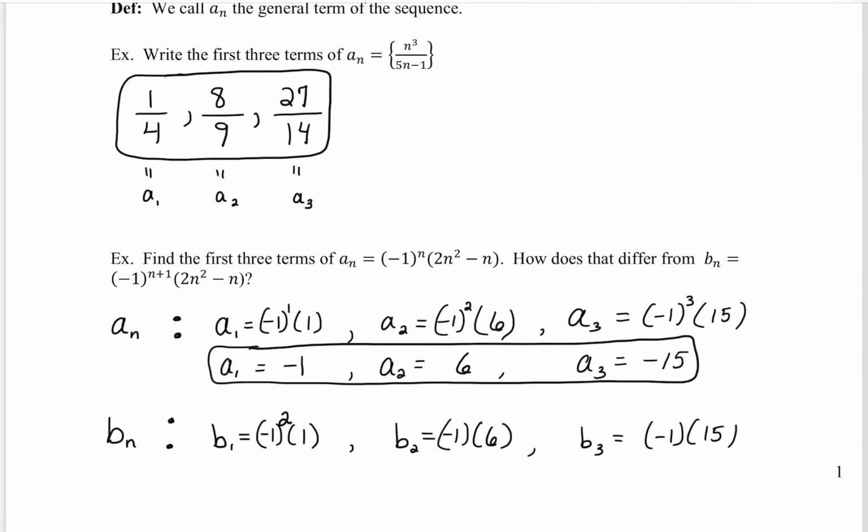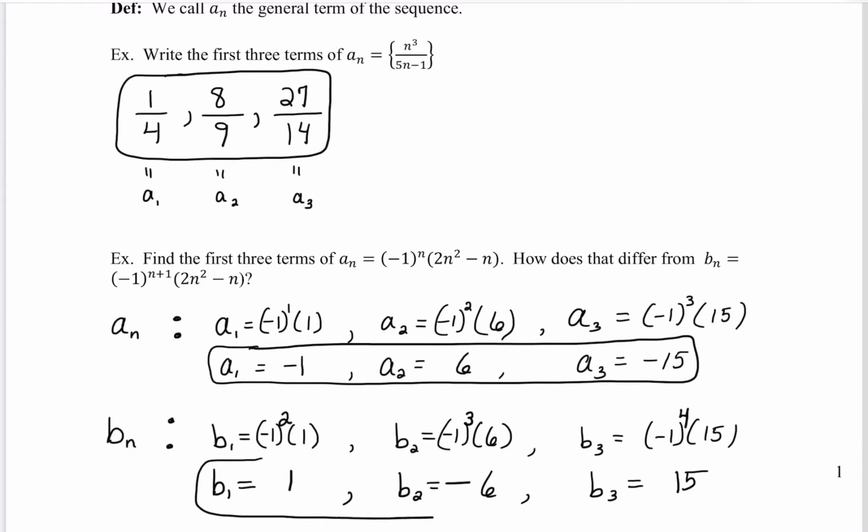When I go to b sub 2, I'm going to be at negative 1 to the 2 plus 1. I'm going to be at negative 1 cubed. When I go on to b sub 3, I'm going to be at negative 1 to the 3 plus 1, so negative 1 to the 4th. So what's going to happen here? Negative 1 squared is now going to be positive 1. B sub 2, negative 1 cubed is now going to be negative 6. And then b sub 3, negative 1 to the 4th is now going to be positive 15.